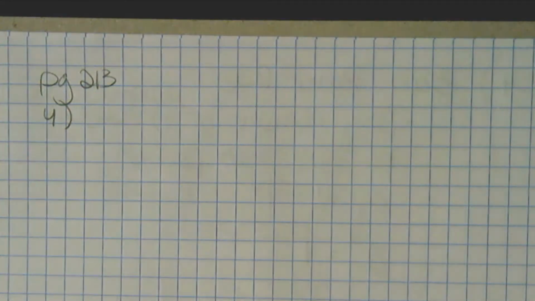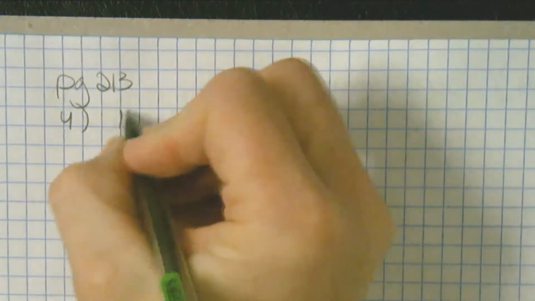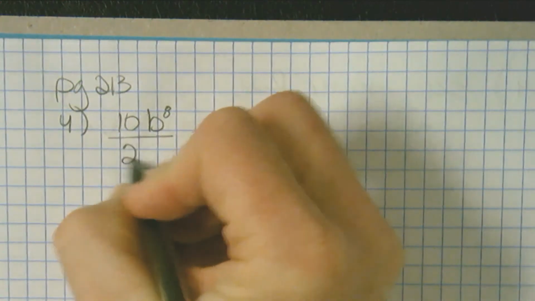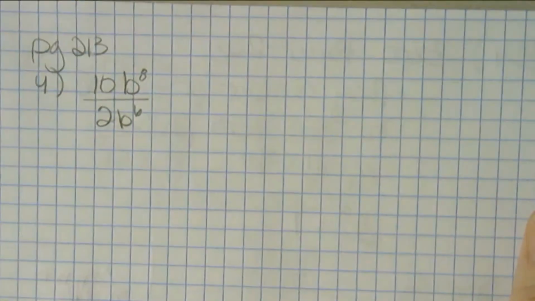All right, so if we take a look at number 4, number 4 said, I have 10b to the 8th divided by 2b to the 6th. Is this the one you're talking about, sweetie?